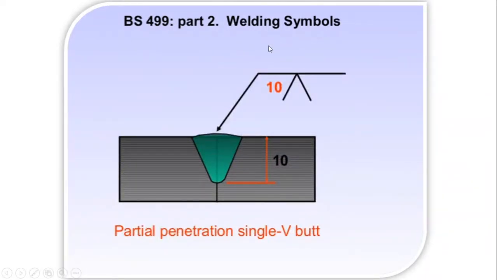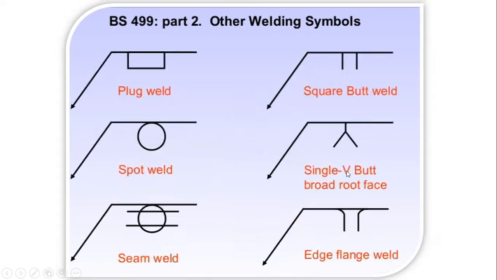And this is a welding symbol also. Practical presentation of single V butt joint. This means the height of the weld, the welding area, is 10 millimeter. This indicates the height of the weld is 10 millimeter. The other welding symbols indicate the plug welding, square butt weld, spot weld, single V butt with root face, seam weld, and flange weld.